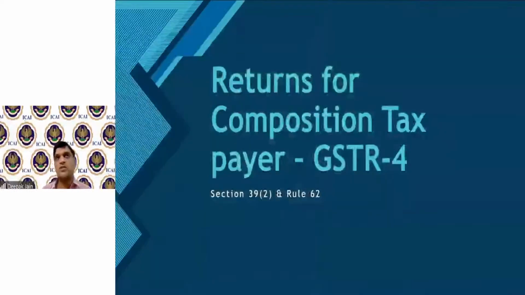Okay, now that was the return for a regular taxpayer. Now the return for a composition taxpayer. What kind of return will a composition taxpayer file? He will file a return in form GSTR 4. Like how we have GSTR 3B for a regular taxpayer, we have a return for a composition taxpayer, which is GSTR 4. Under which section? Section 39(2) and Rule 62.